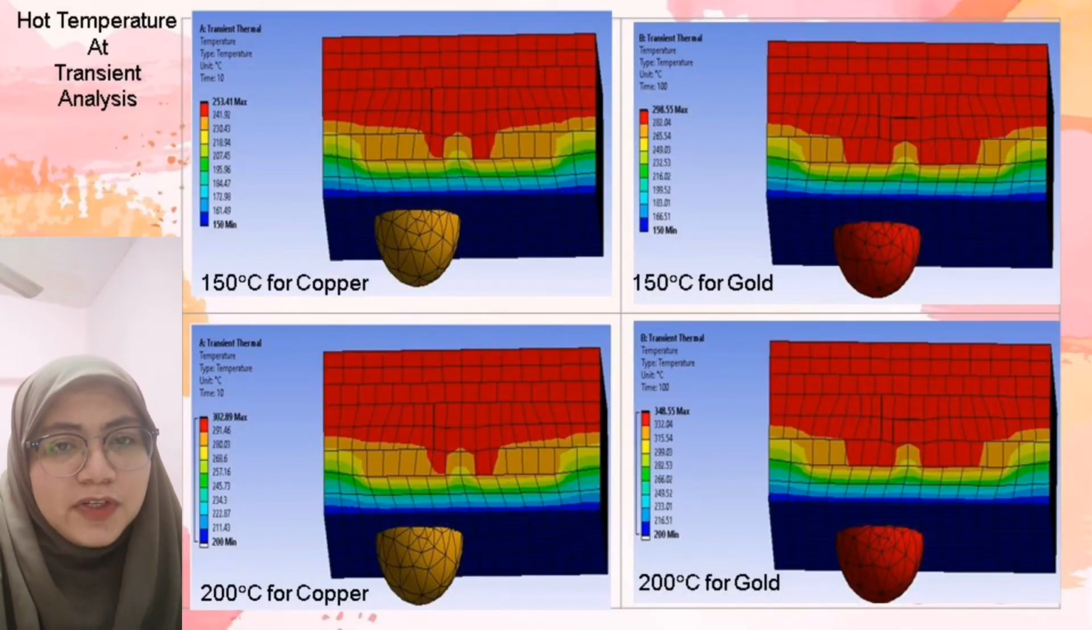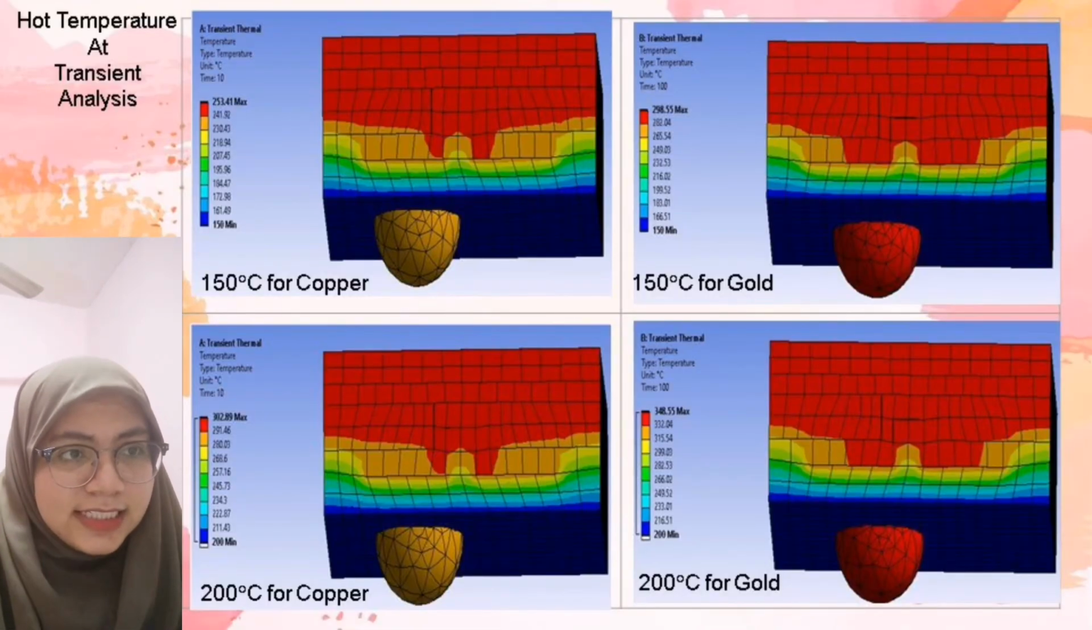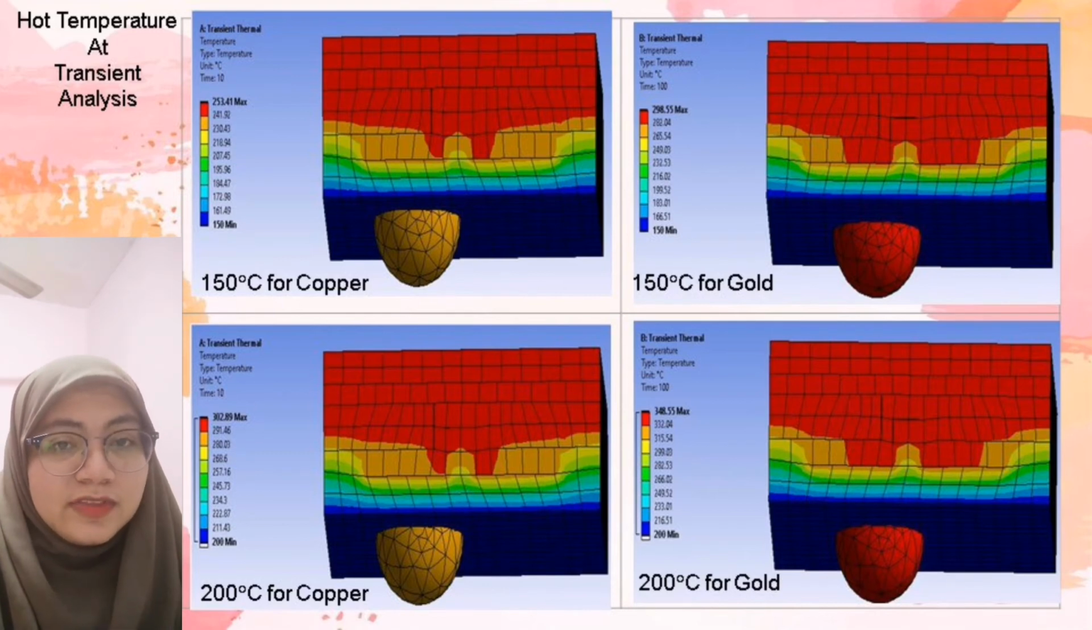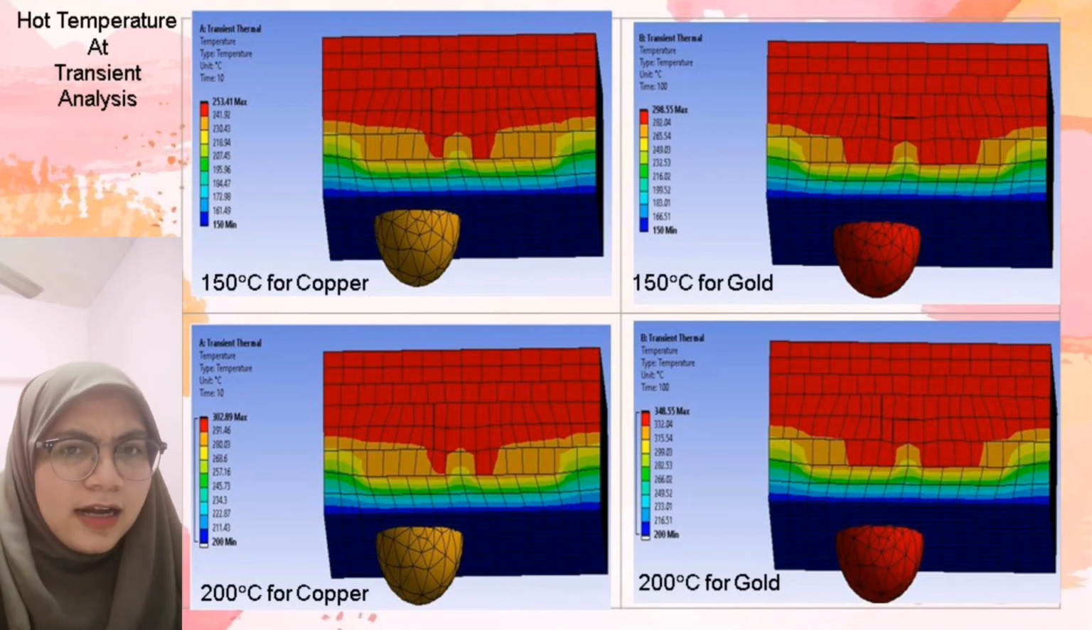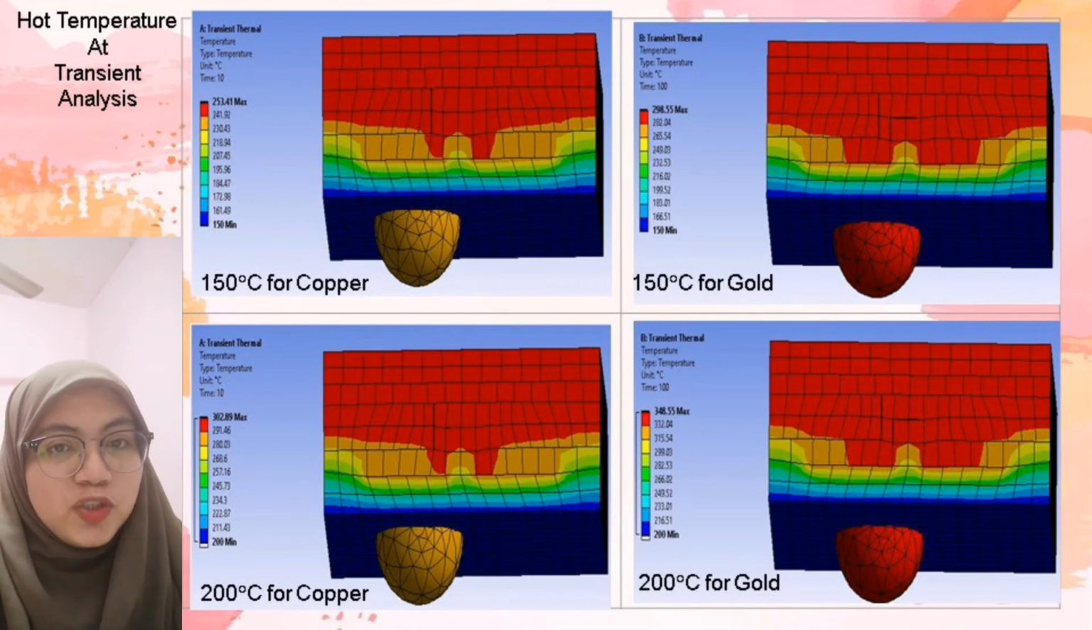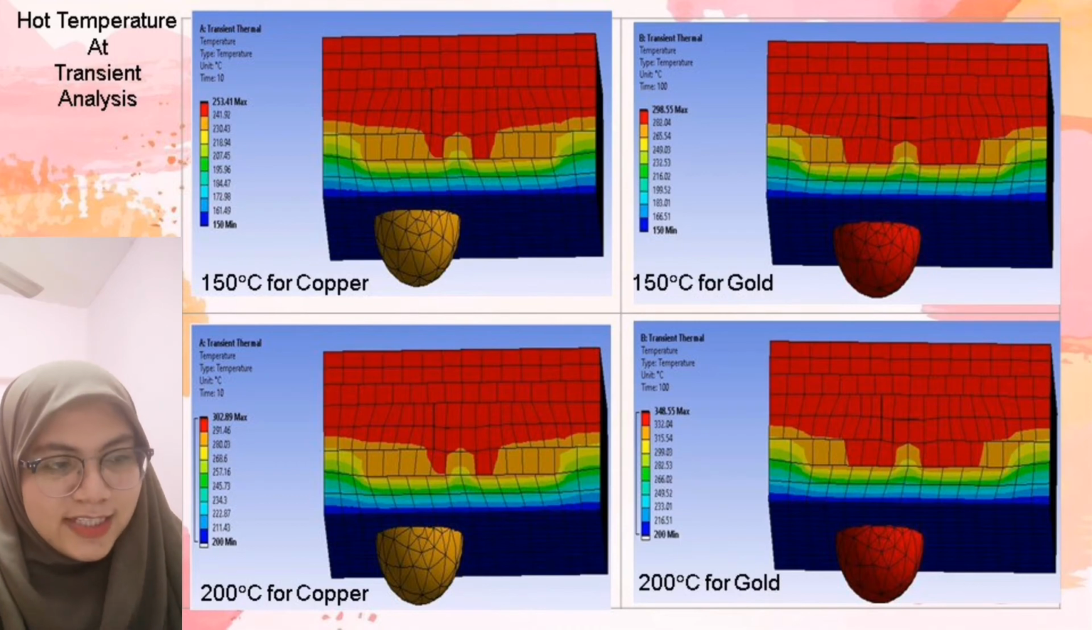Next, the hot temperature for the transient analysis. For the transient analysis, we are able to see that 150 degrees Celsius is applied to the copper and the gold. The copper indicates a reading of 253.41 degrees Celsius for the highest, while the gold shows a very high temperature, which is 298.55 degrees Celsius.